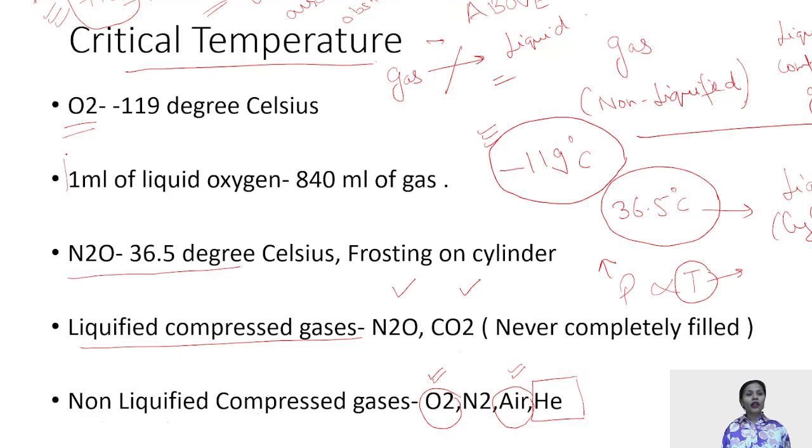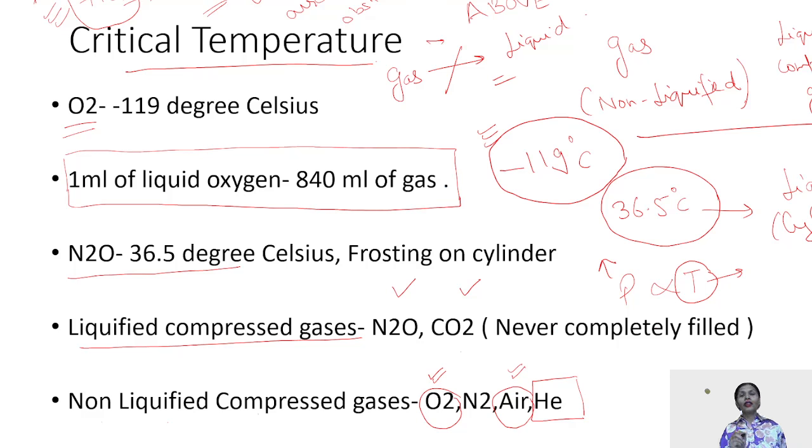Other than that, one value again which you all have to remember is how many ml of gas 1 ml of liquid oxygen can give. Liquid oxygen became very important in COVID times when the concept of oxygen concentrators came. Even in peripheries where you don't have oxygen cylinders readily available, even at home as domiciliary cylinders, we use oxygen concentrators which have oxygen in the form of liquid. So 1 ml of that liquid oxygen can provide 840 ml of gas.